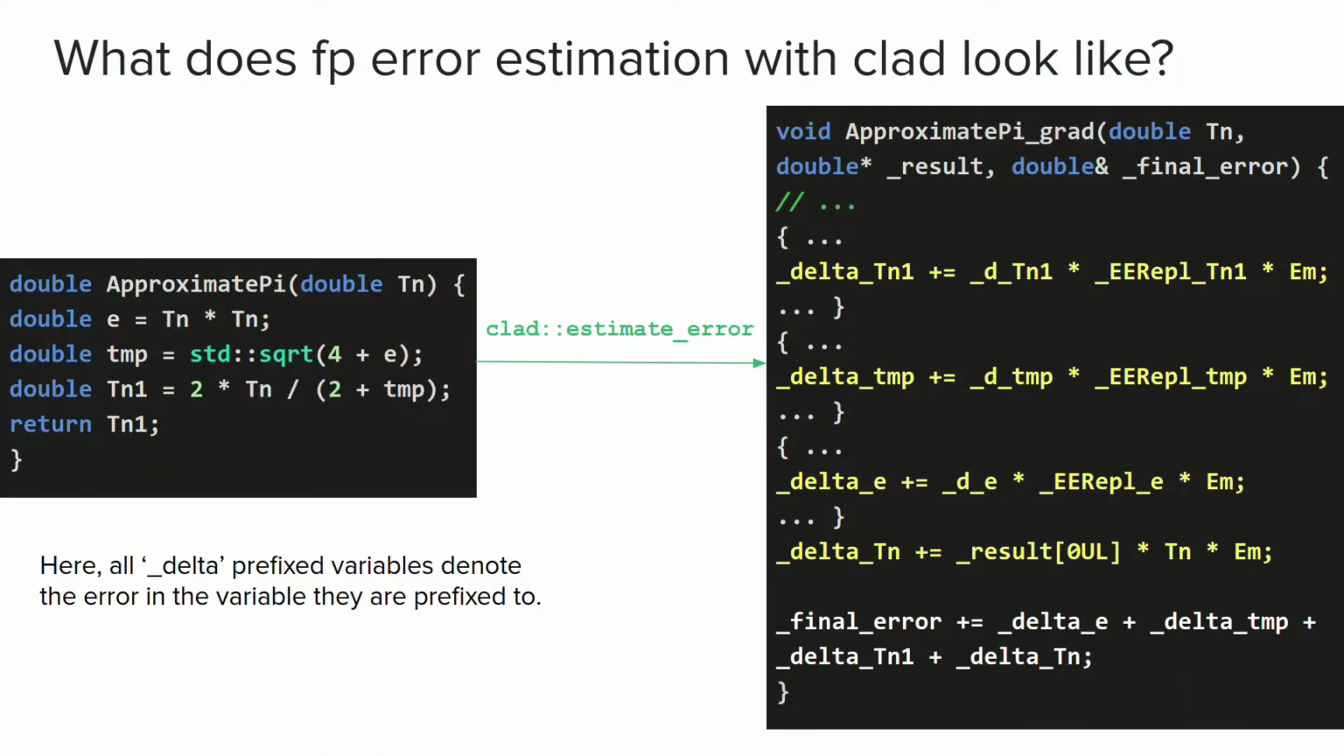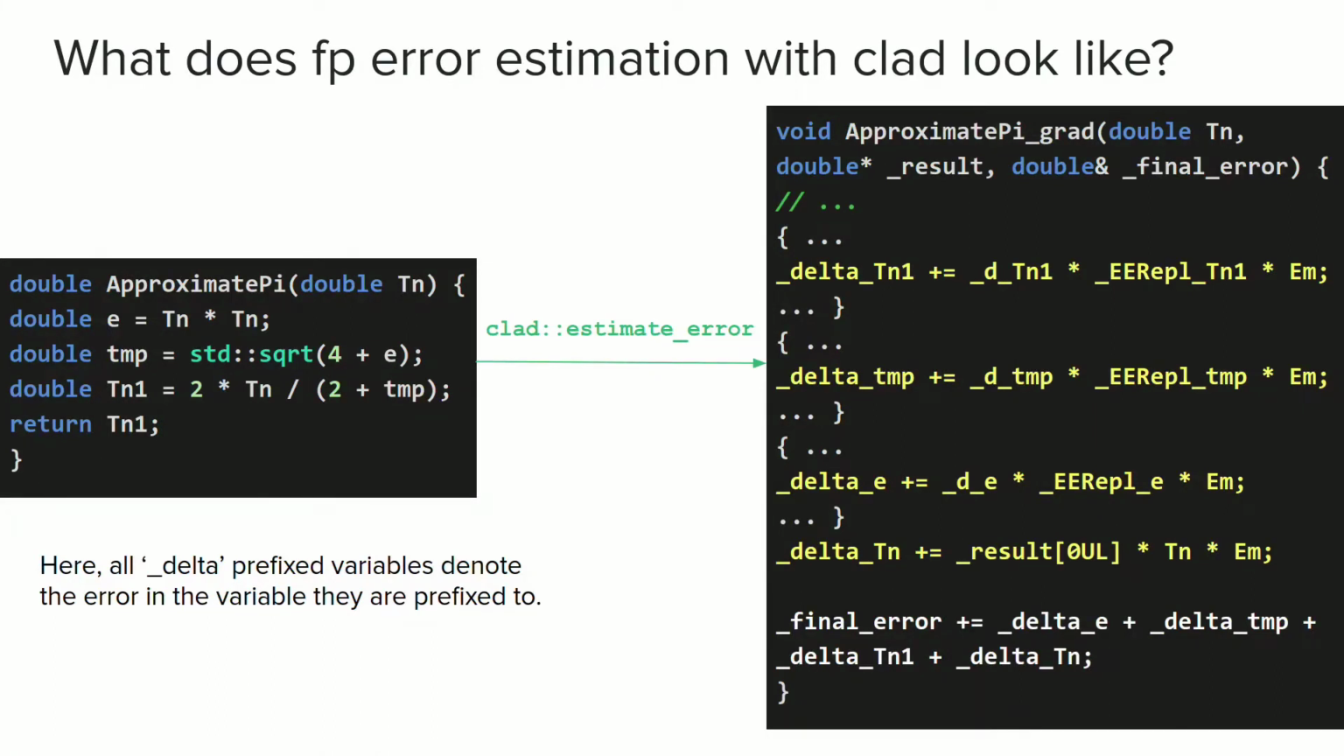Since there are no reassignments here, we can just assume that EE-REPL tn1 has the value of tn1 itself. At the end, E of m is machine epsilon. As you can see, this is the same formula that we saw before, and clad is just emitting it into the code and tuning it for each variable. Similarly, the next delta tmp is the same. Delta tmp refers to the error in the function because of the tmp variable, and they are just the same except that it is now for tmp.